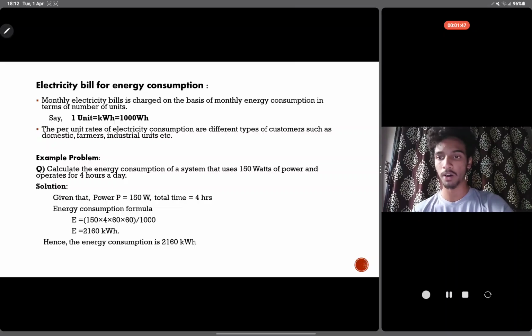Here's a small example problem: we can calculate the energy consumption of a system that uses 150 watts of power and operates for 4 hours a day. We know that energy is equal to V into I into T, where we know the power and also the time, and you can see that E is equal to 150 into 4 into 60 into 60 by 1000, where we are converting the hours into seconds. Hence the energy consumption is 2160 kilowatt hour.